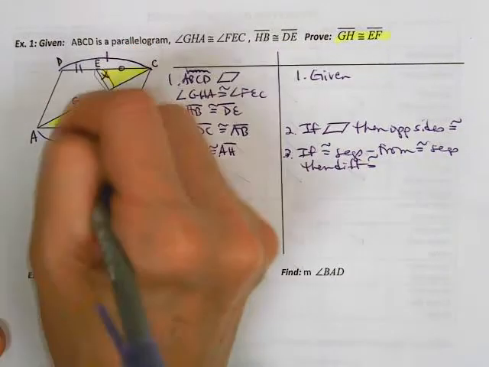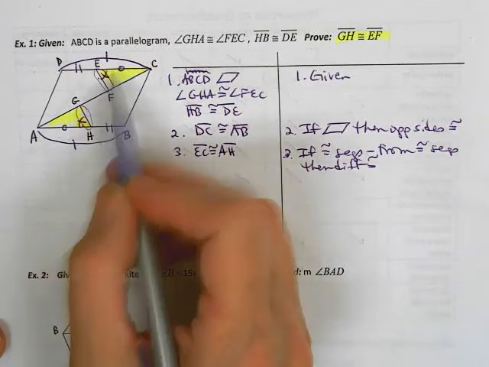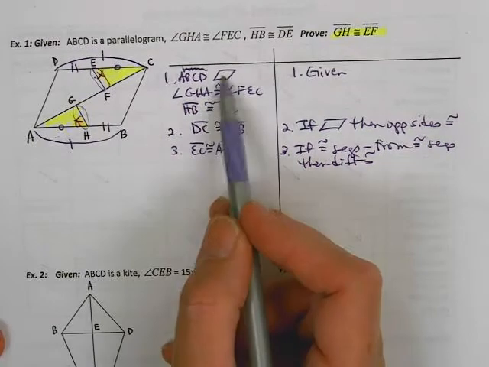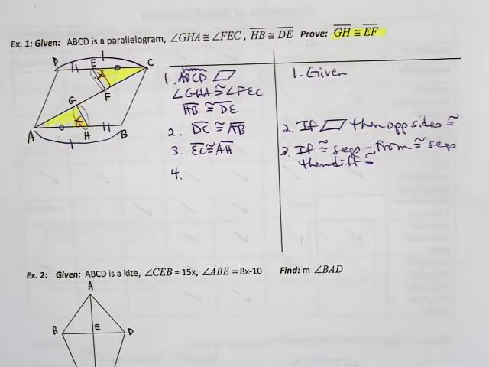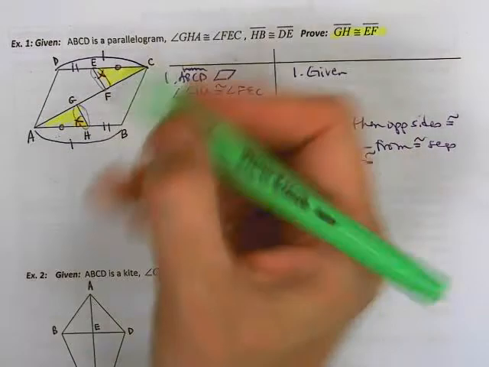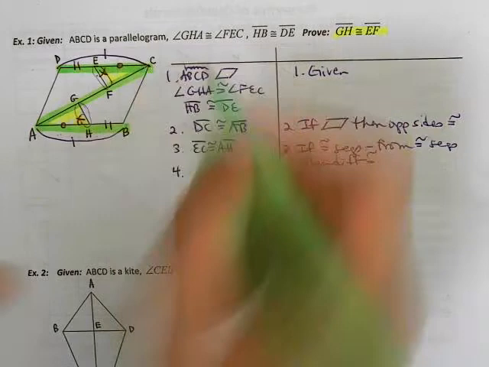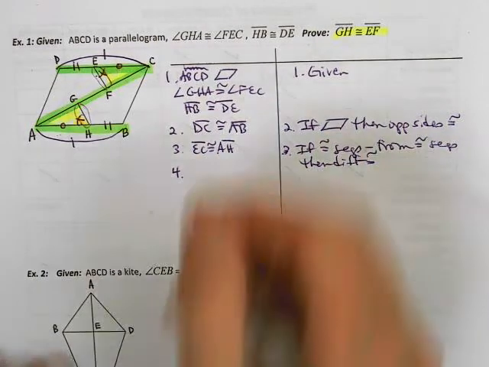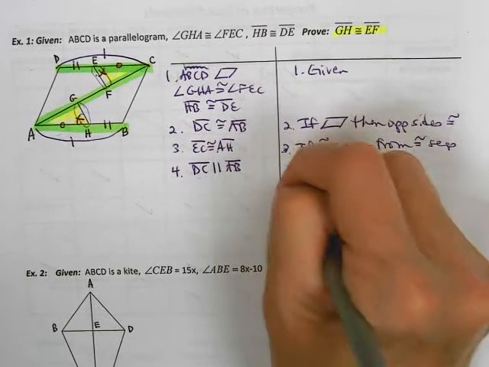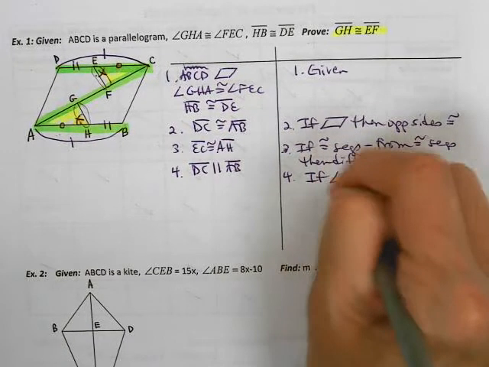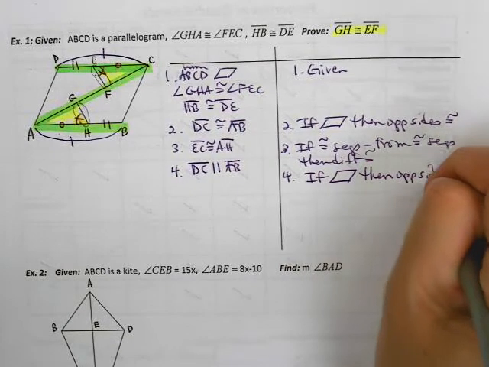I have now this piece and this piece, so I have two angles here, and I have these two sides, so I'm missing one more piece. What else do I know about a parallelogram? I know opposite sides are parallel. So I'm specifically going to pick this side parallel to this side and use this transversal. And I hope as soon as I do that you realize why. So I'm going to say DC is parallel to AB using that property. If I have a parallelogram, then opposite sides are parallel.